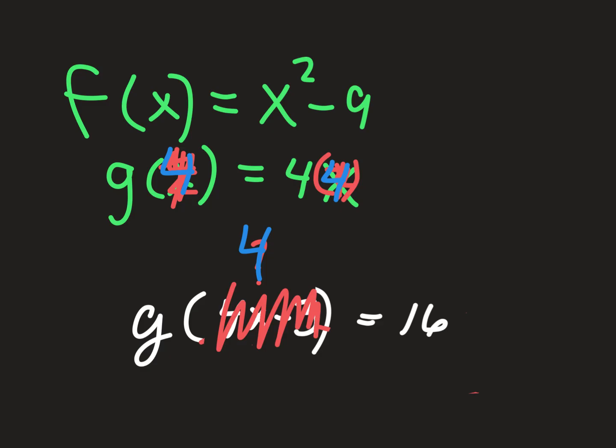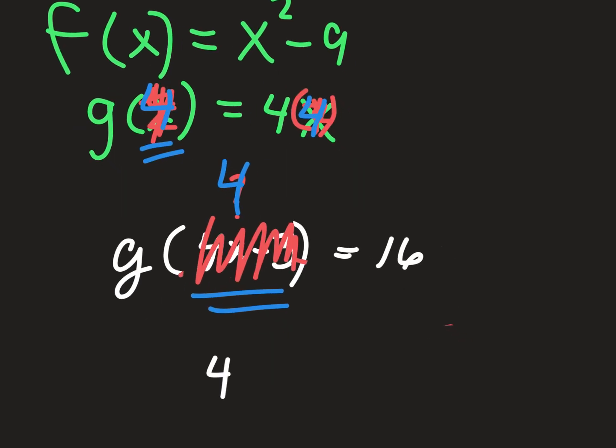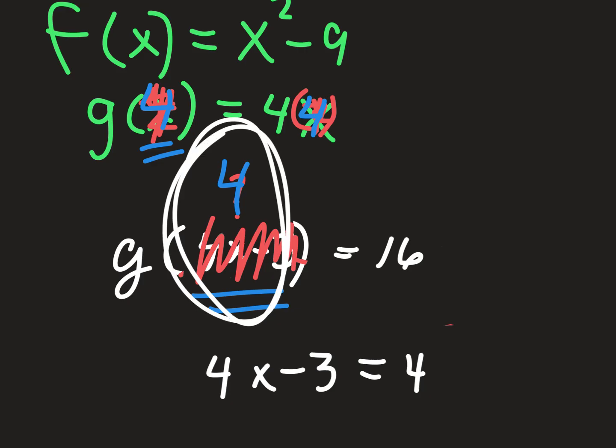Get how I did that? I thought through G of what would give me 16. G of 4 would give me 16. So then, this whole thing that I scribbled out, which I can still barely read in there, which was 4x minus 3, I think, right? Must be equal to 4. Like, these have to be equal to each other. And then I can just solve that.